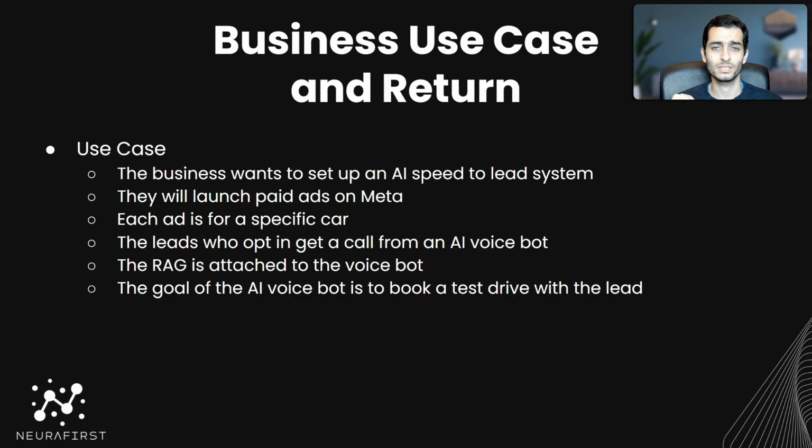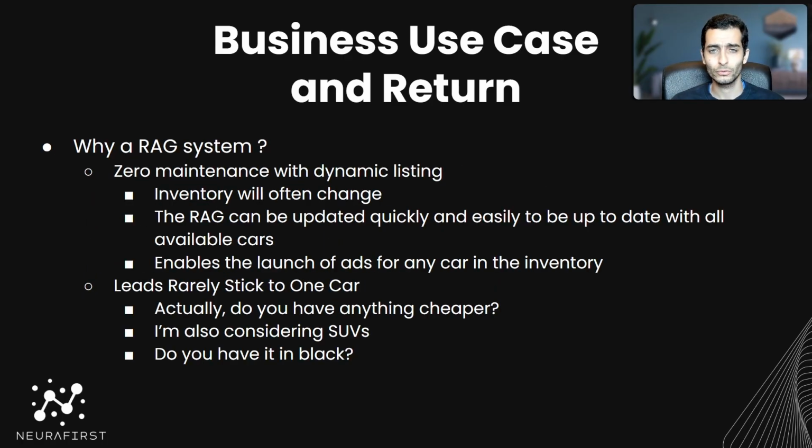So basically what they want is to launch a paid ad campaign on Meta, and then each ad will be for a specific car. And the objective is to contact the lead who opts in as fast as possible, because the more slow we are to follow up, the lower the conversion rate will be. And basically the leads will be contacted via an AI voice bot, and there will be a RAG attached to this voice bot. And the goal basically is to book a test drive with the lead. So that's pretty much it, basically launching an ad campaign and contacting the leads as fast as possible to convert them into a meeting. Now you might be asking, why do we need a RAG system for this?